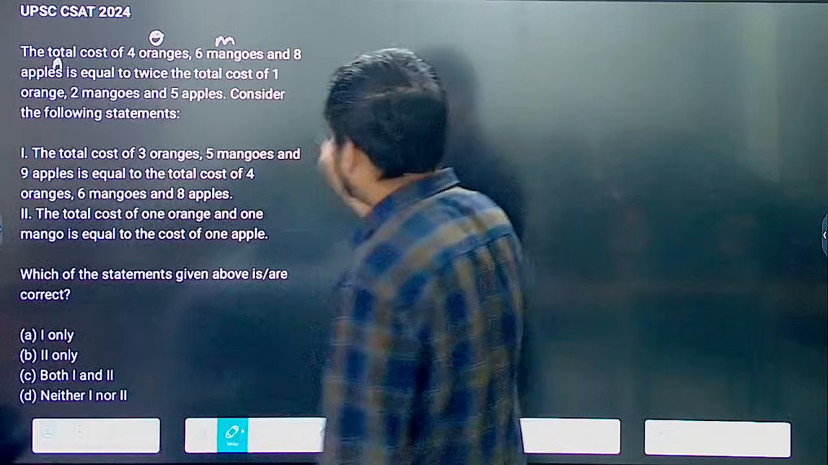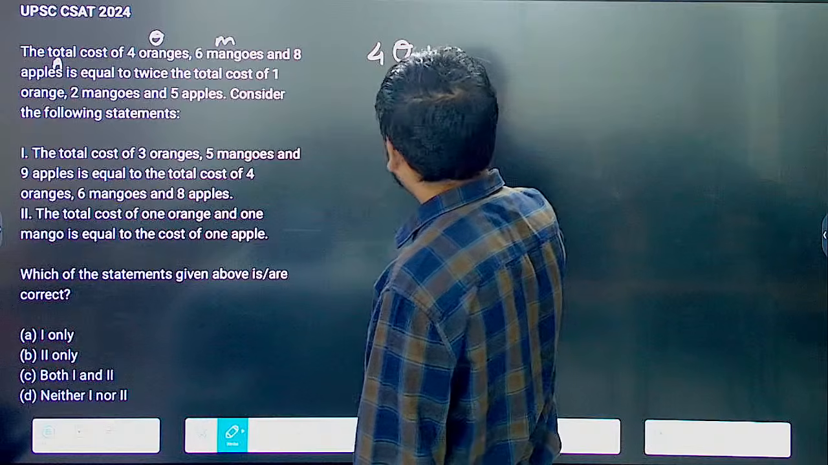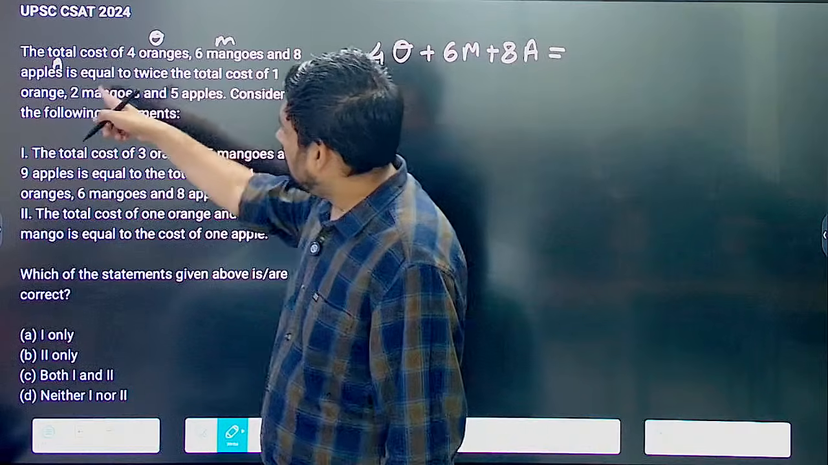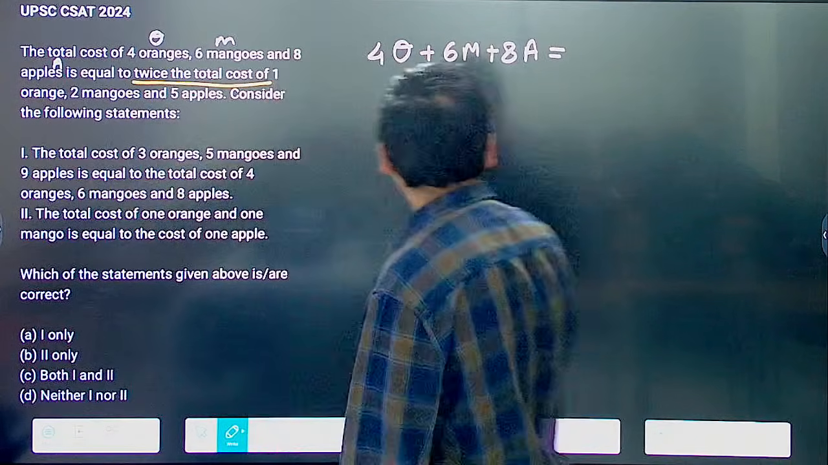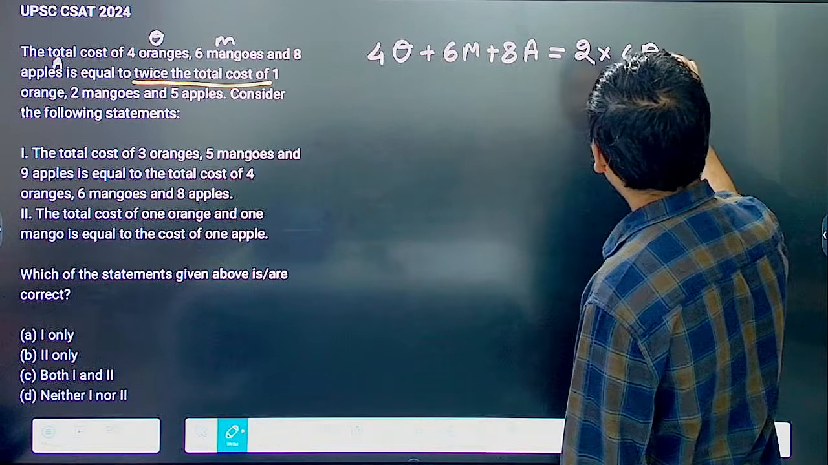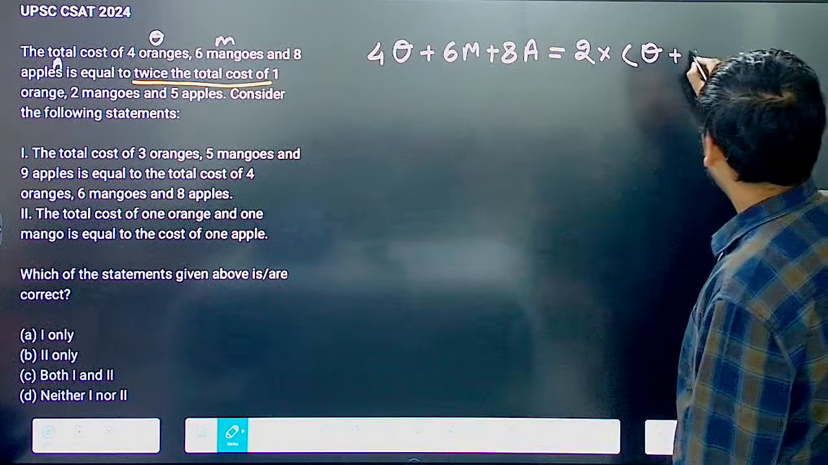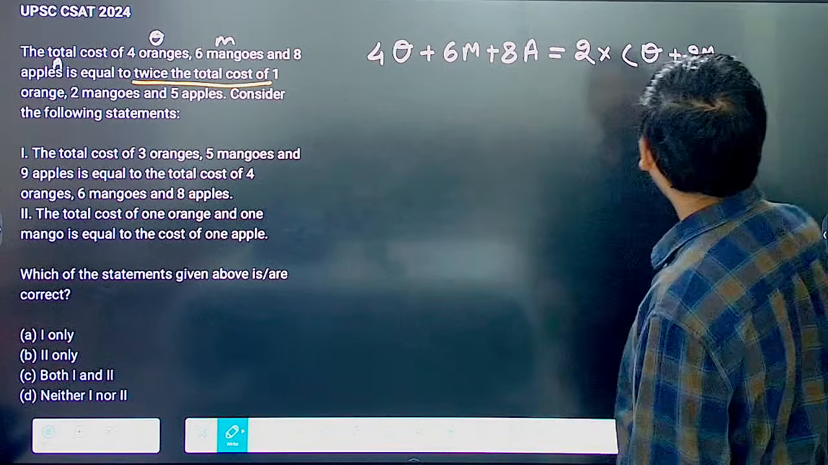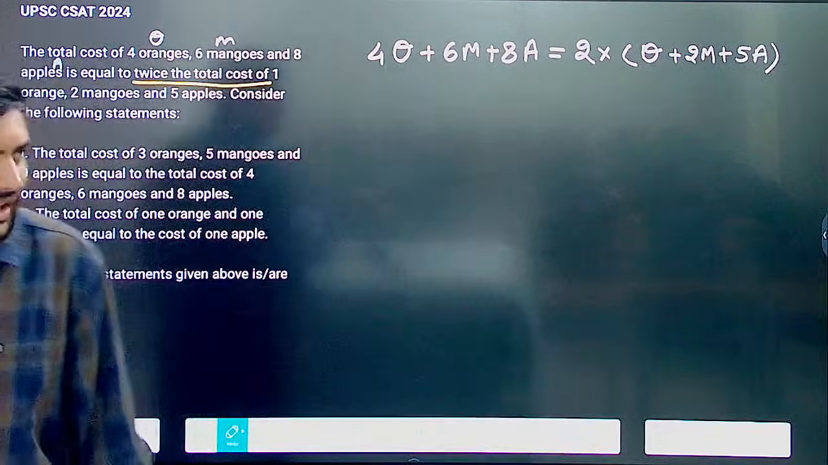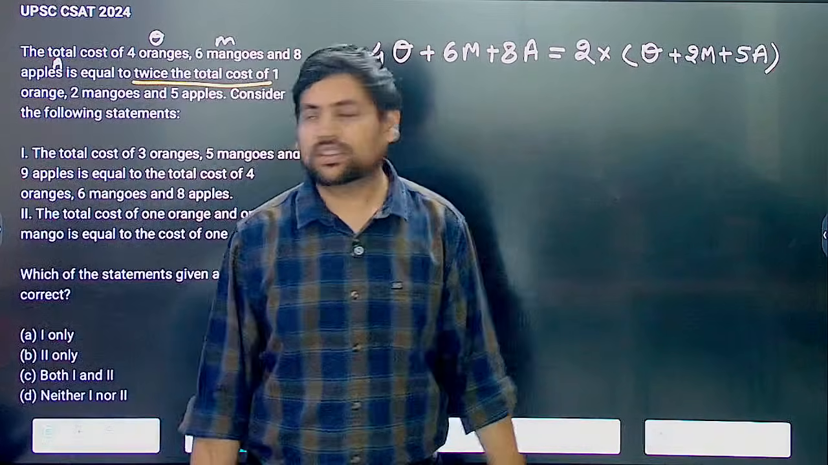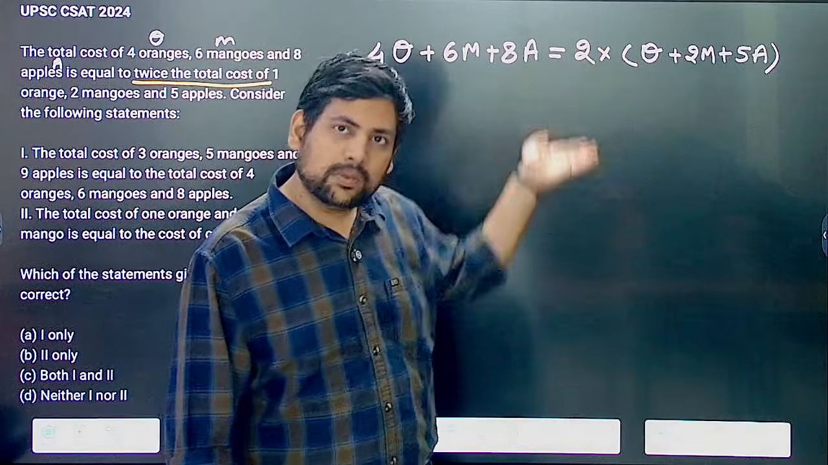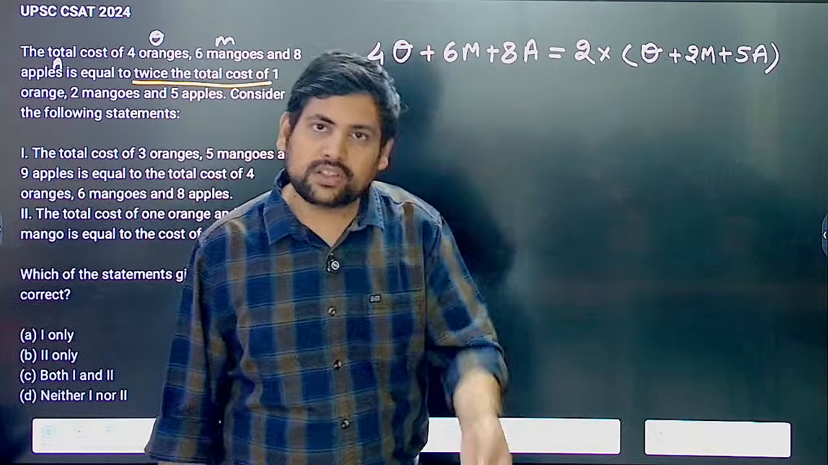Now, first thing, it is written that 4 oranges plus 6 mangoes plus 8 apples cost is equal to twice the total cost of, that is 2 times the cost of what? 1 orange. So 1 orange is simply O plus 2 mangoes, so 2m plus 5 apples. Now, first thing, whenever you see questions like this, ultimately this is the only given equation. The other two are statements that you have to check based on this. So first just simplify this equation. That itself solves most of the questions.